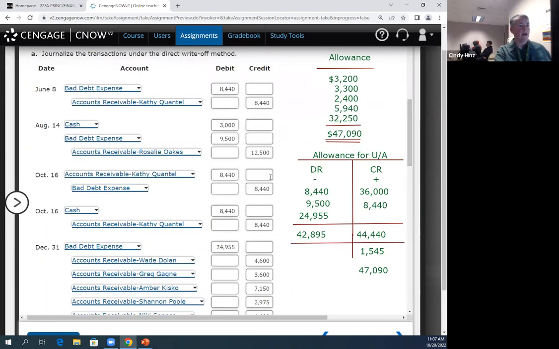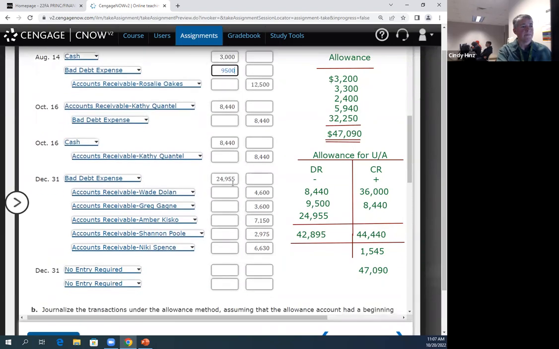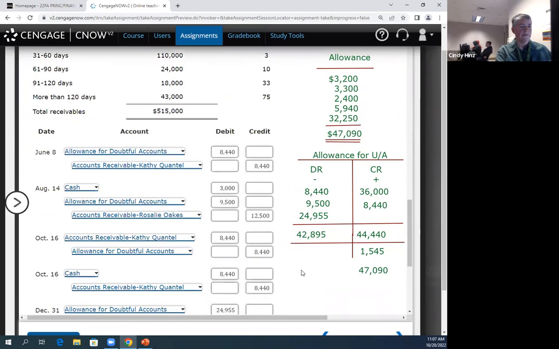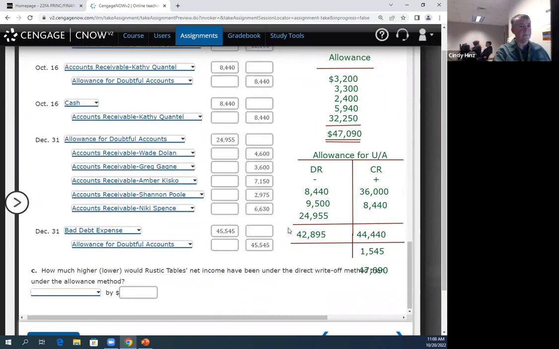Well, let's go up here and add it up. We first reported $84.40, but then we canceled that out down here. So I'm going to not count that one. It'll save me a little bit of calculation. So I'm going to count the $9,500 from August 14th. And then the $24,955 from December 31st. That's a total of $34,455 that we would have reported.